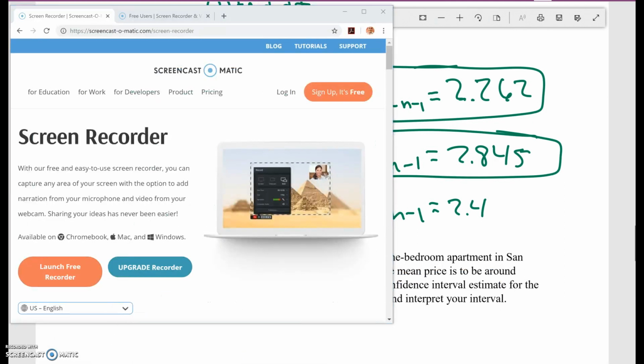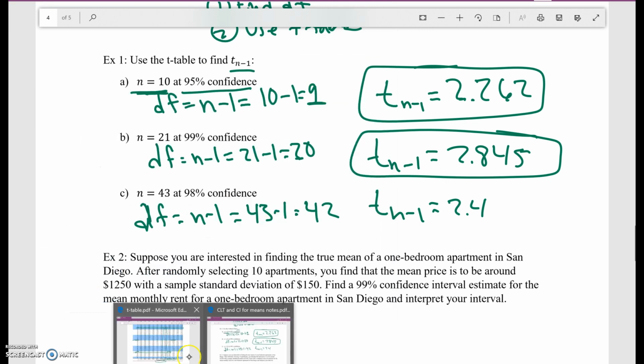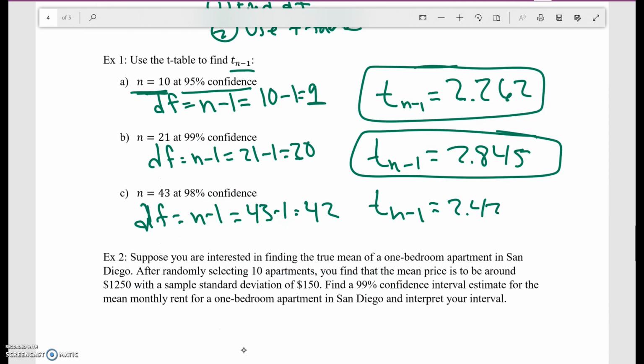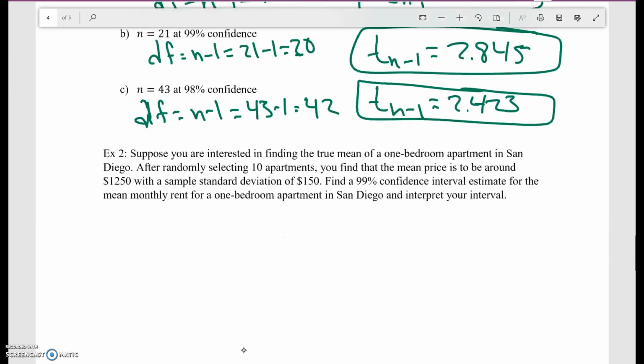Wait, what was the answer? 2.423. Okay, so if the degrees of freedom is not there, just go ahead and estimate it. Hopefully this helped you find the value of t_{n-1}, and in the next video, I'm going to go ahead and do a problem.